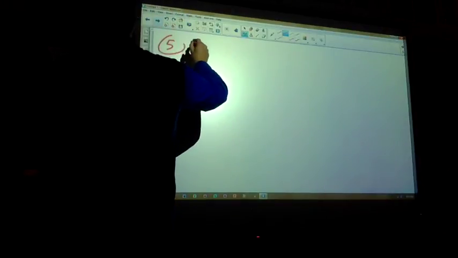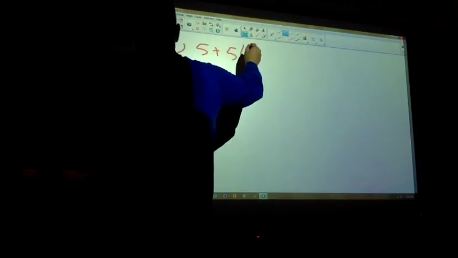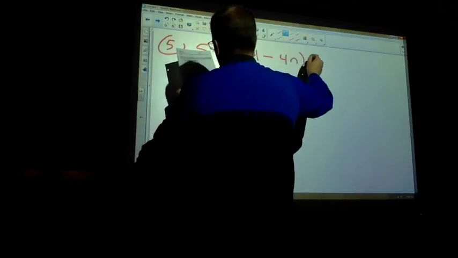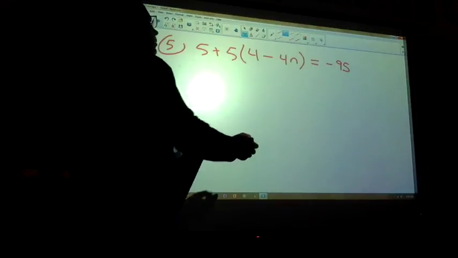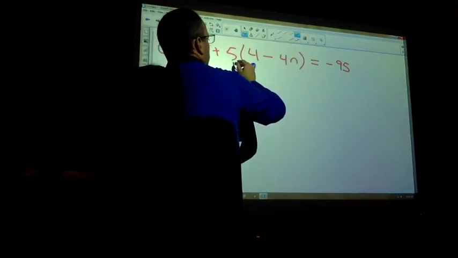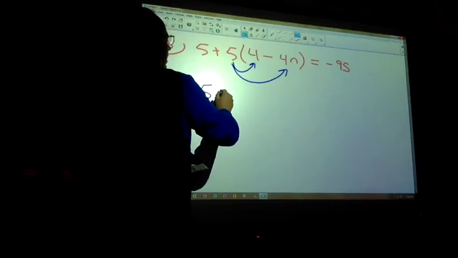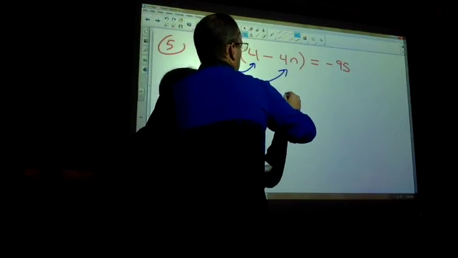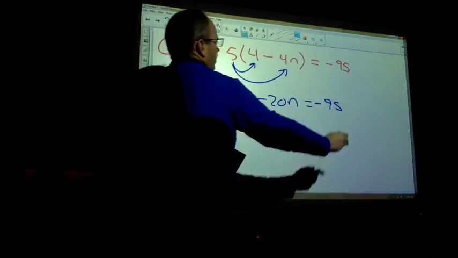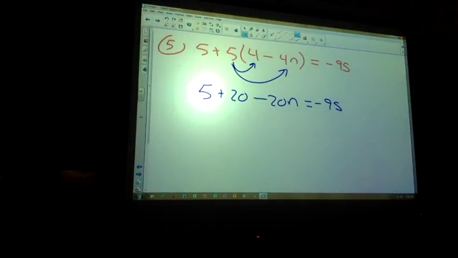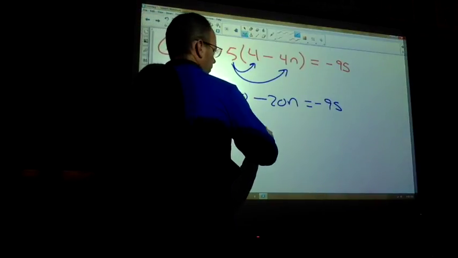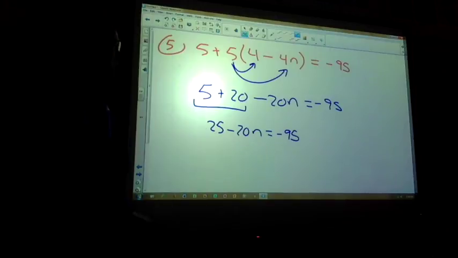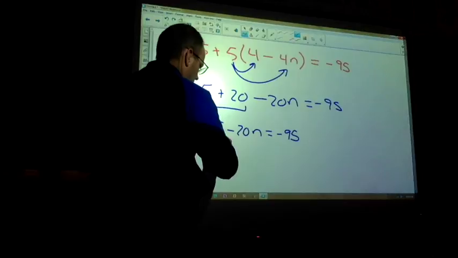Number 5. I have 5 plus 5 quantity 4 minus 4n equals -95. All right, so we want to start undoing this problem. So I'm going to distribute here and here. So that gives me 5 plus 20 minus 20n equals -95. Does everyone feel comfortable with that? Going to combine any like terms, so those need to be combined. So we get to that. Then what? Subtract 25 from each side.